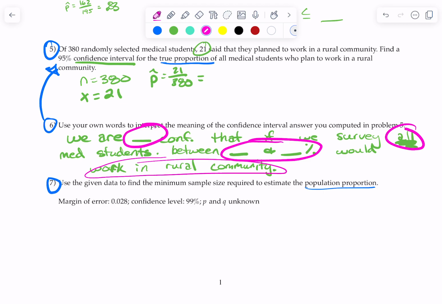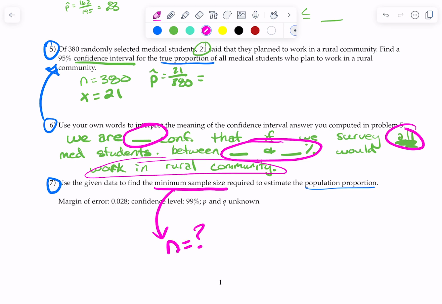Have you guys gotten to 7 yet? What was 7 asking for? Find the minimum sample size. What is it asking for? They're saying find n.